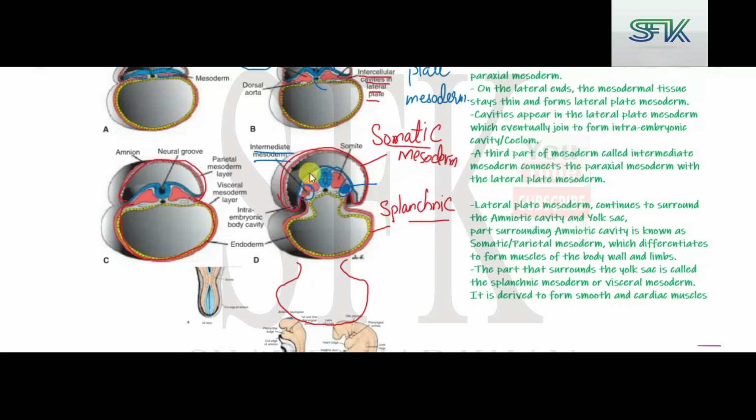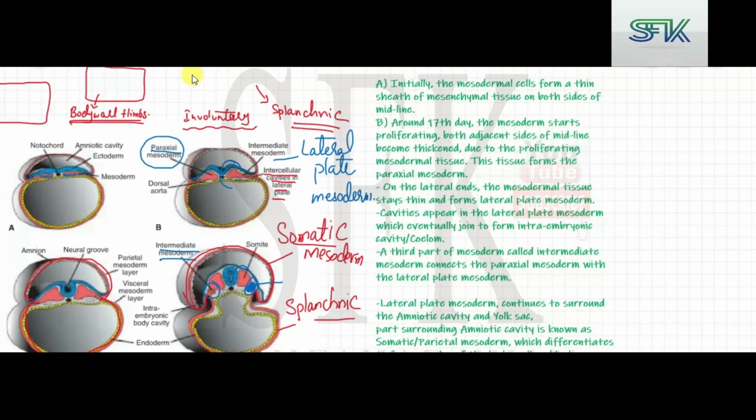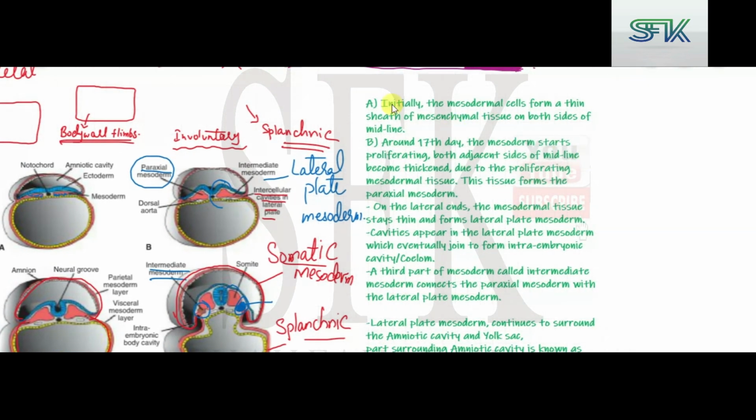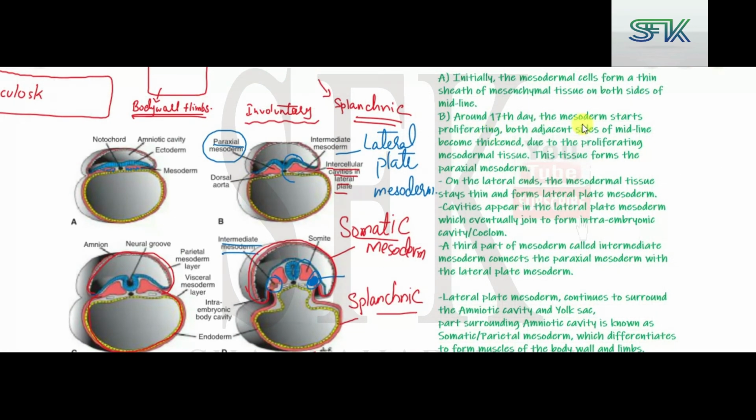Okay, so this was about the lateral plate mesoderm and the paraxial mesoderm, and their derivatives. And I've written all of this explanation down in these paragraphs as well, so let's read through them quickly. Initially the mesodermal cells form a thin sheet of mesenchymal tissue on both sides of the midline. It's shown right over here. Then the mesenchymal tissue proliferates around the 17th day.